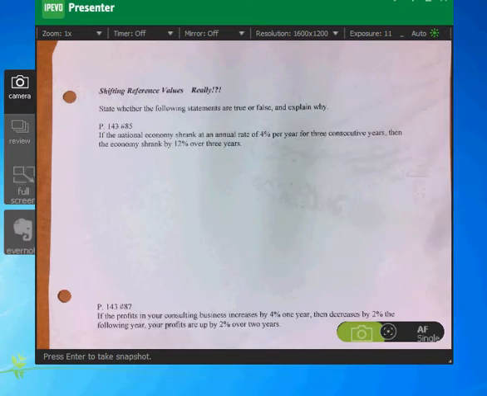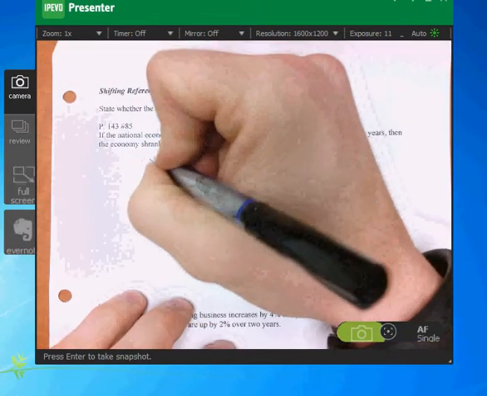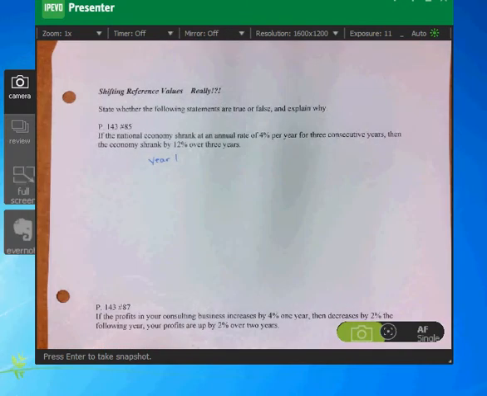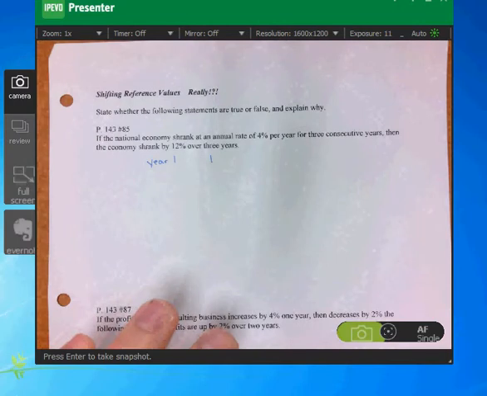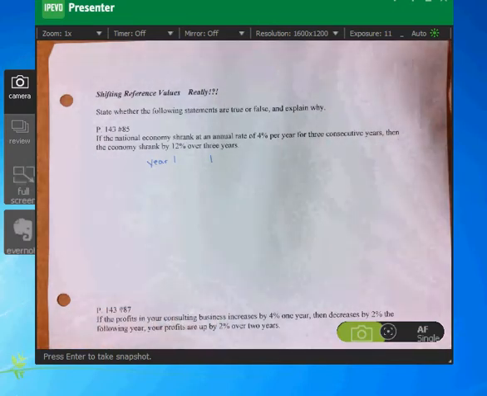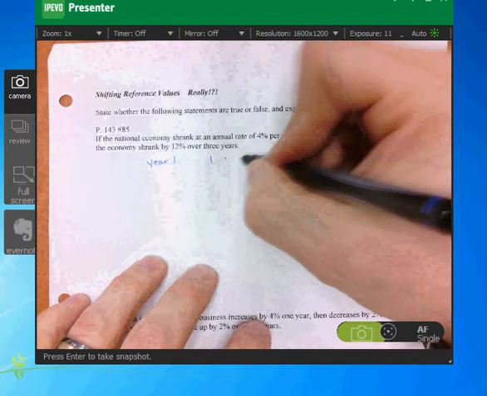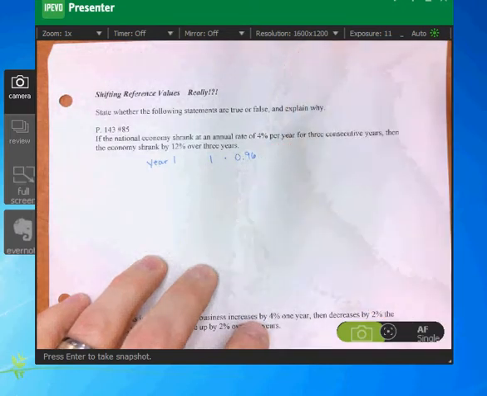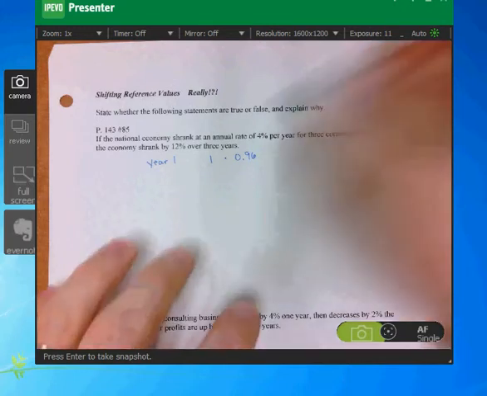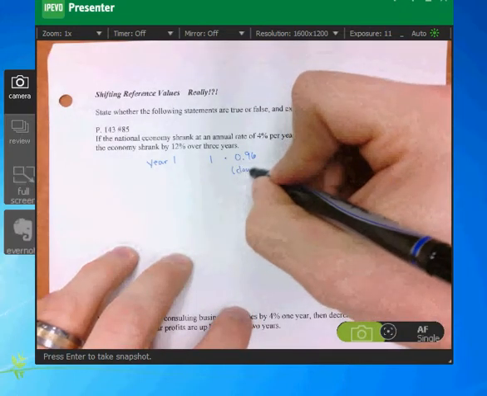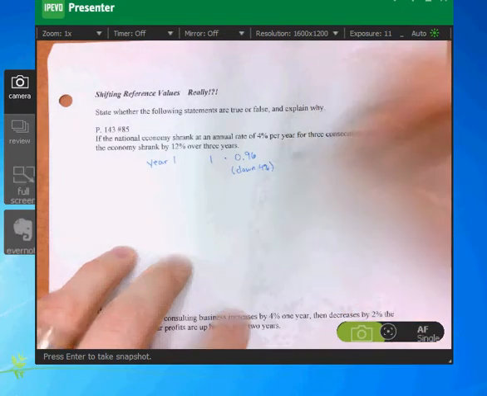So let's see if this actually does work out. Okay, so for example here, for year 1, where we start, we've got 100% of the national economy, so we're going to say 1. We're dropping 4%, so we're going to take that 1 and times it by 96%, to where we are going to end up. Because we're dropping 4%, this is basically the equivalent of down 4%.